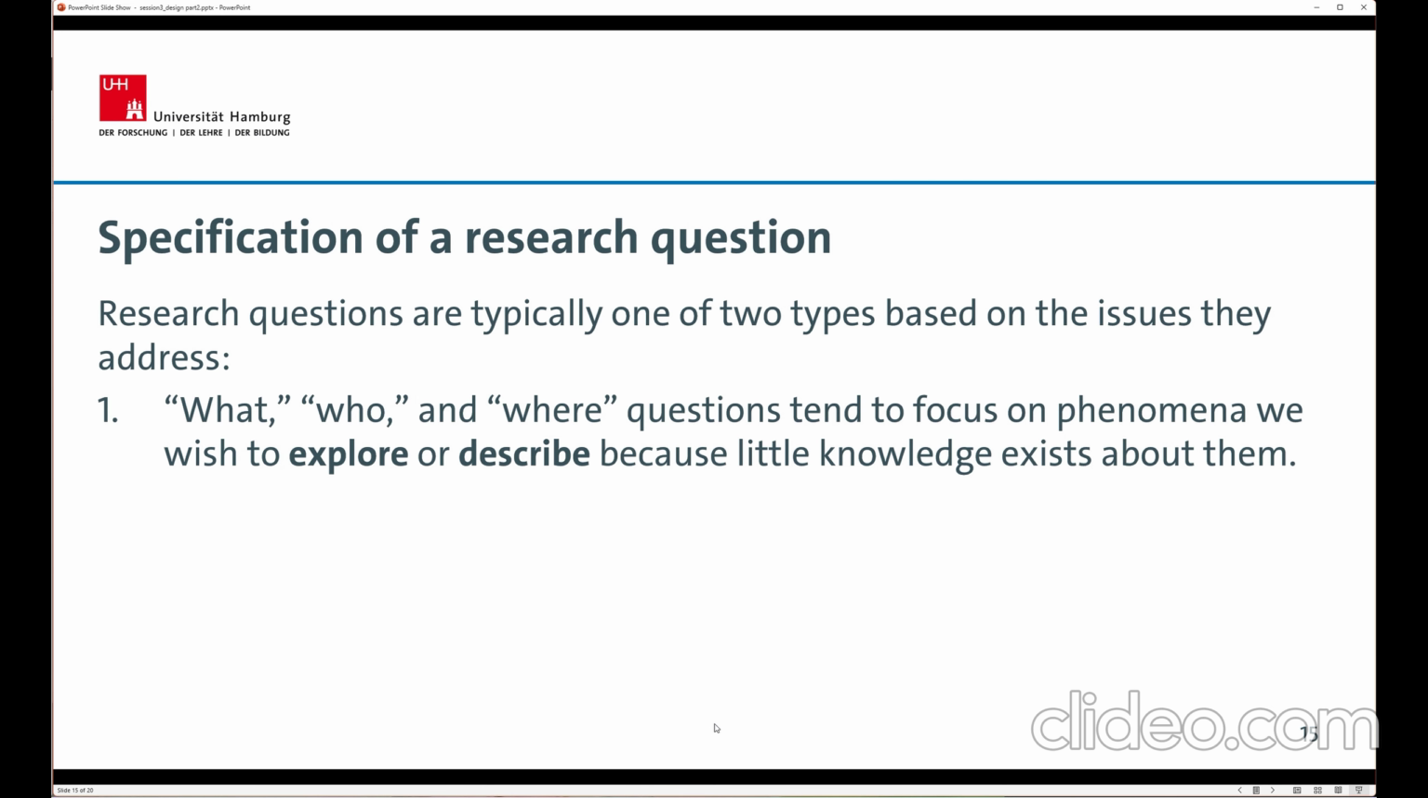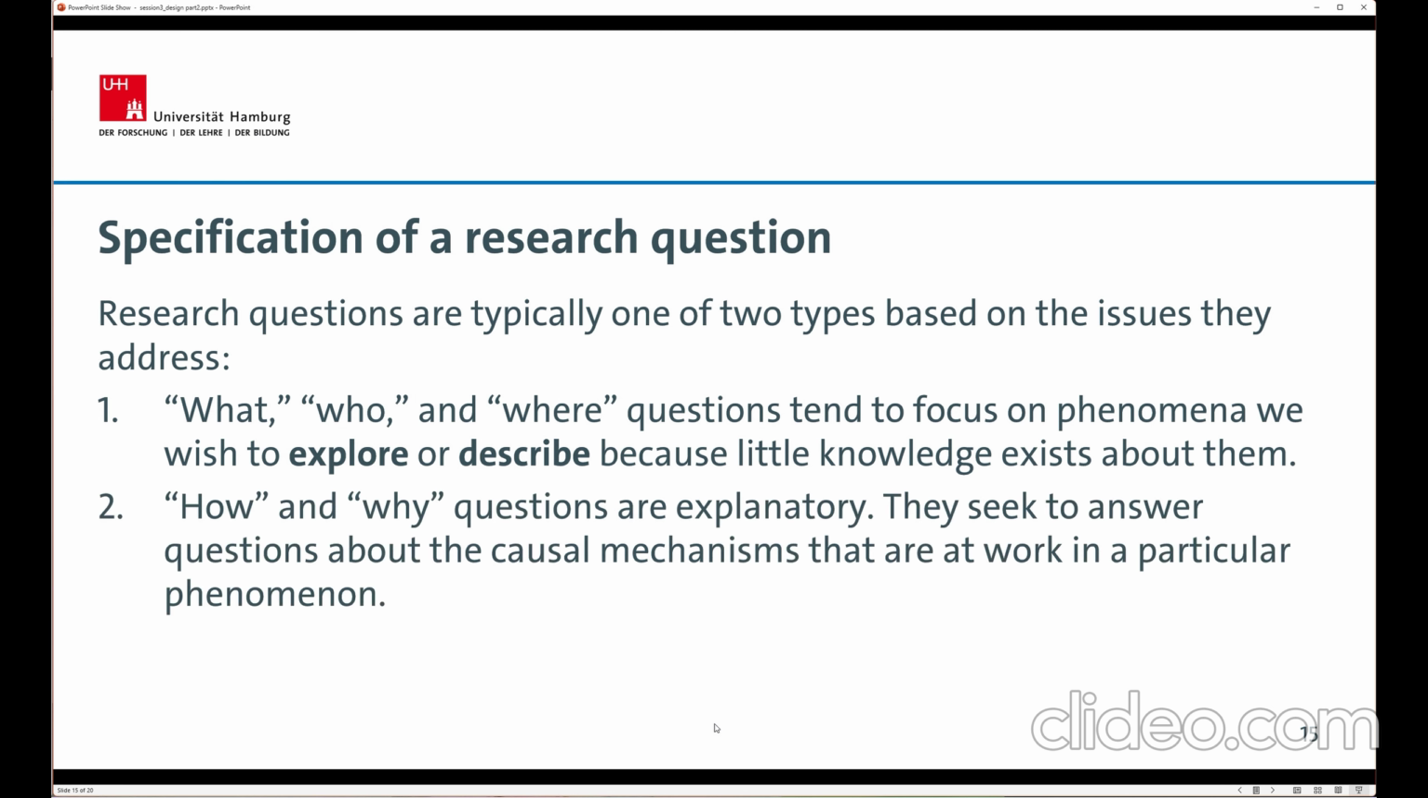Who's using ChatGPT? What are they doing with it? Where are firms using it? For what purpose? These are all questions that focus on exploring the state of adoption and describing what firms are doing. Different to those are the so-called type 2 questions, which are very often how and why questions. They are not descriptive, they are explanatory. They seek to answer questions about the causal mechanisms that are at work in a particular phenomenon.